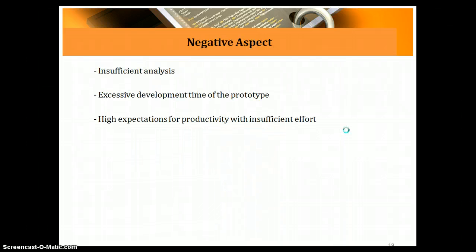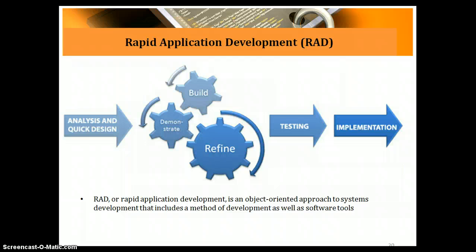It has positive sides and negative sides as well, so just go through them on your own. Rapid application development, the RAD model. The RAD model is a very well known process model, and it has different versions. As you can see, it is an object oriented approach to system development that includes a method of development as well as software tools.